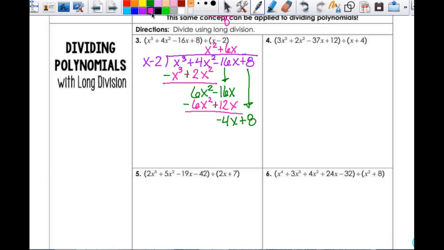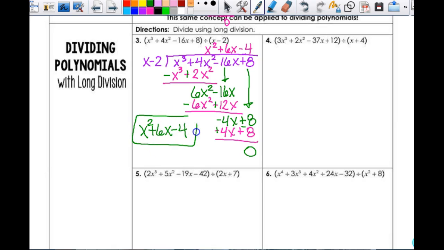So then I take this negative 4x and divide it by x. What do I get? Negative 4. Be very careful with your signs. So then negative 4 times x is negative 4x. Negative 4 times negative 2 is a positive 8. I go through and change the sign on each one. Both of these things zero out, so my remainder is 0. So when I divide these, my answer then is x squared plus 6x minus 4.